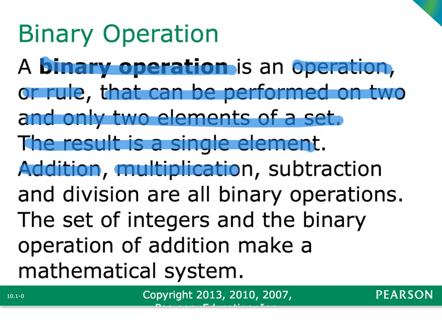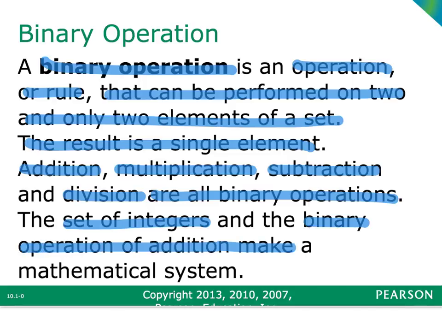Multiplication, 2 times 3 equals 6, would give us one element back. Subtraction, 2 minus 3 would be minus 1. We get one element back. And division, 2 divided by 3 would be 2/3, which is 0.666 repeating. These are all binary operations. Like the set of integers and the binary operation of addition makes up a mathematical system.